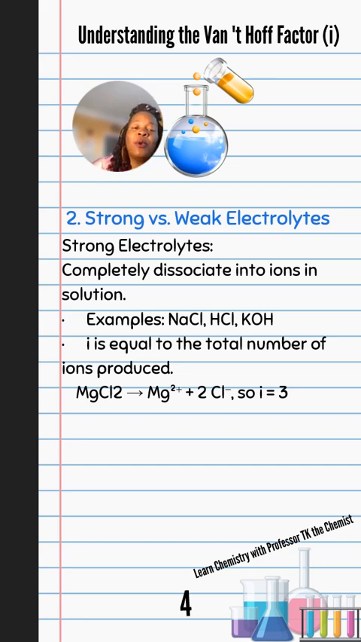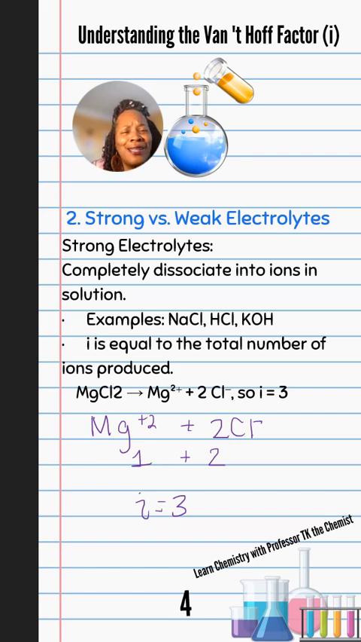So for instance, if we look at the example that we have here with magnesium chloride, you have magnesium. The magnesium ion is just the 1, okay? And then you have chlorine ions, but there's 2 right there, okay? You see the subscript of 2 means that there are 2, and there's a -1 charge for chlorine. So that's 1 plus 2. That gives us the i factor equaling 3. See how simple this is? Easy peasy, right? Let's continue.